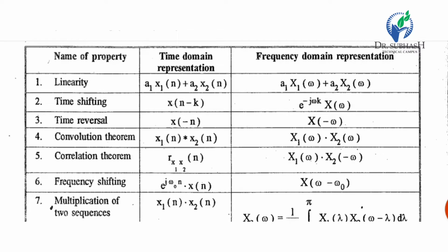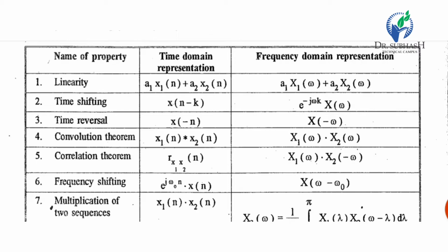The next property is time reversal. When we fold our signal, so it is x of minus n, its Fourier transform is X of minus omega.